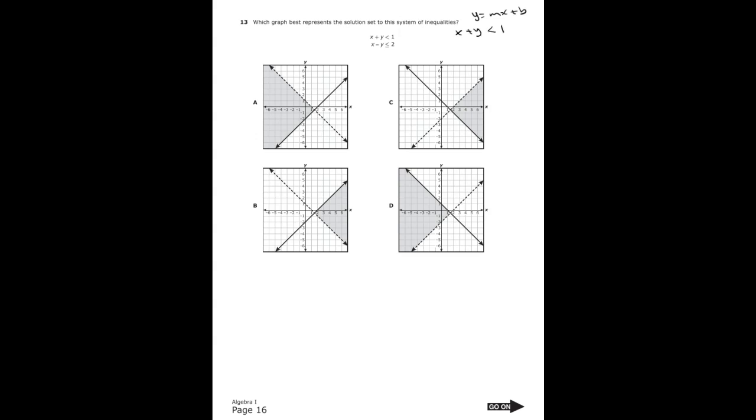Let's subtract x from both sides. It's going to be y less than, not equal to, y less than negative x plus 1. So that's going to be a negative slope right there. And then x minus y less than or equal to 2. Let's go ahead and subtract x from both sides. So negative y less than or equal to negative x plus 2.